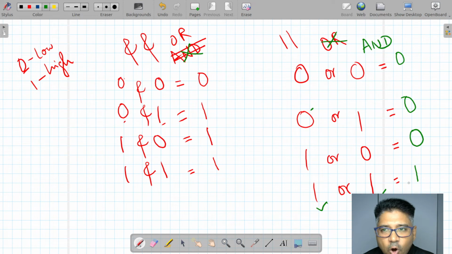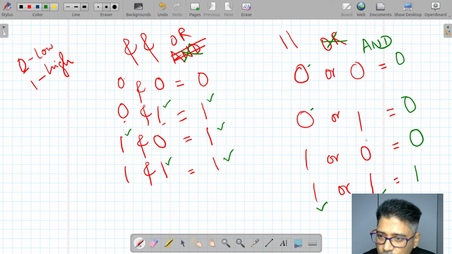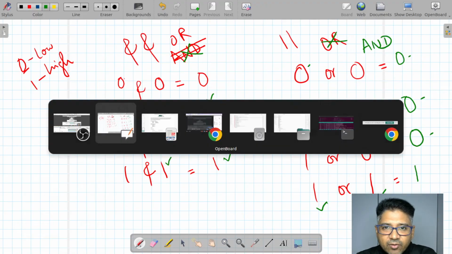Understand, guys? OR and AND here. Yes, sir. Okay, so for OR, always remember, if any one is true, that is going to be true. So here these are true, so always true. This is the logic. If any one is false, that is 0, so it is going to be 0. So we are using AND here.